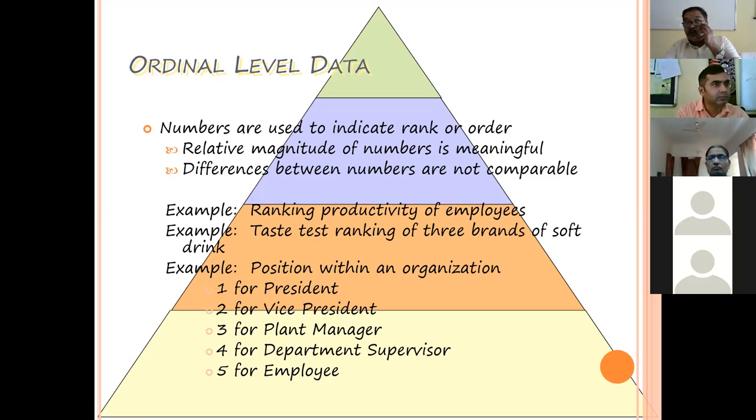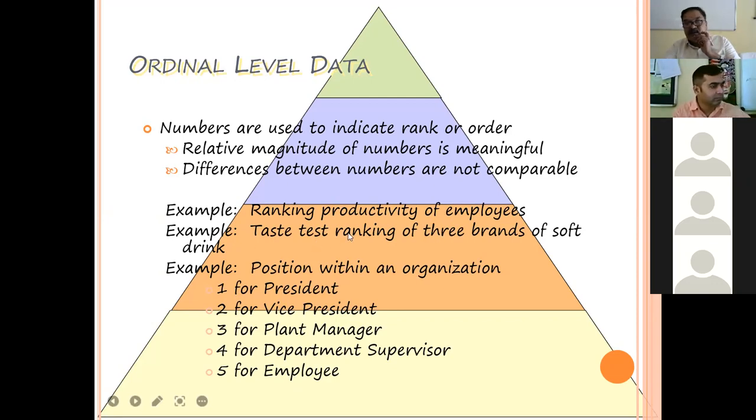Like that, ranking productivity of employees, or ranking 3 brands of soft drinks, giving first rank for Coca-Cola, second rank for Pepsi, and third rank for Sprite. You can give first rank to one teacher, second rank to another teacher, third rank to another teacher. So you are ranking. So you are putting in some order.